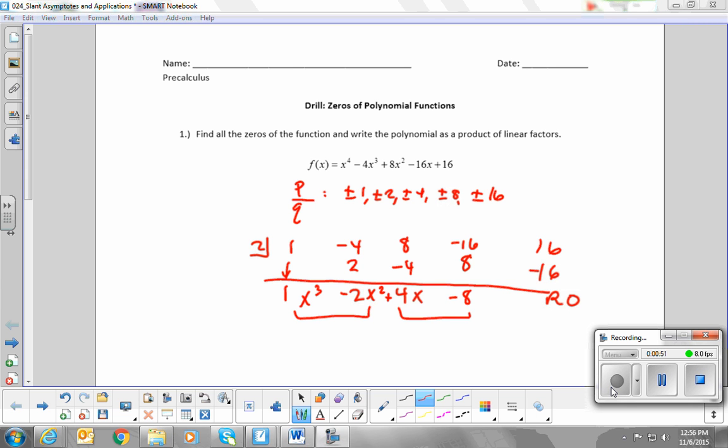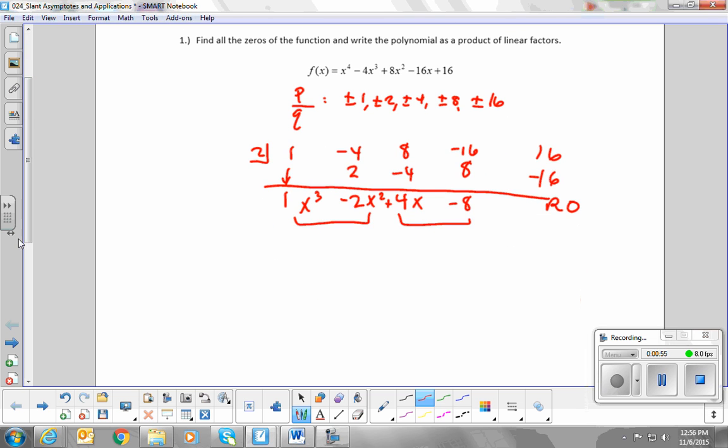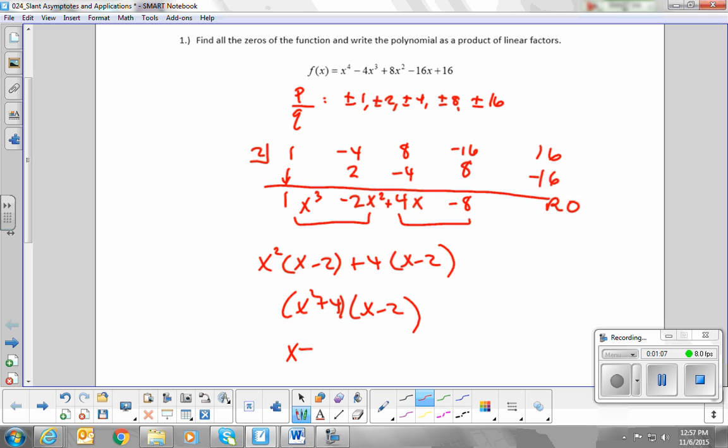Okay, so you could keep going with the synthetic if you want, or you could actually factor this. Either way. So if I take out x squared, that's x minus 2. If I take out 4, that's x minus 2. So I have x squared plus 4 and x minus 2. So if I'm finding the zeros, x is equal to 2.